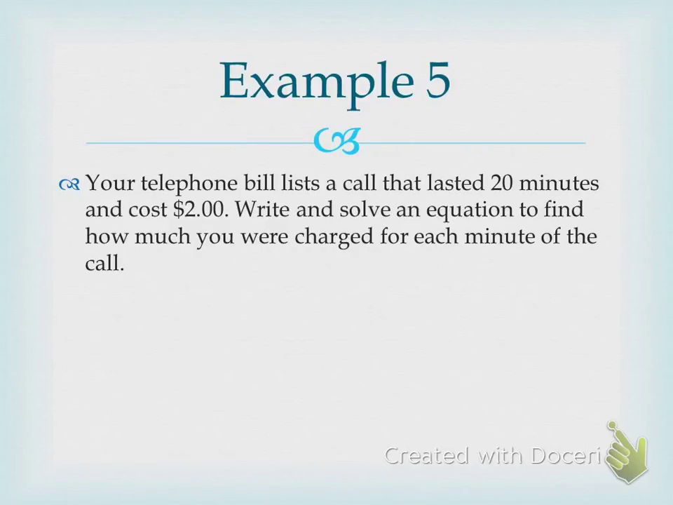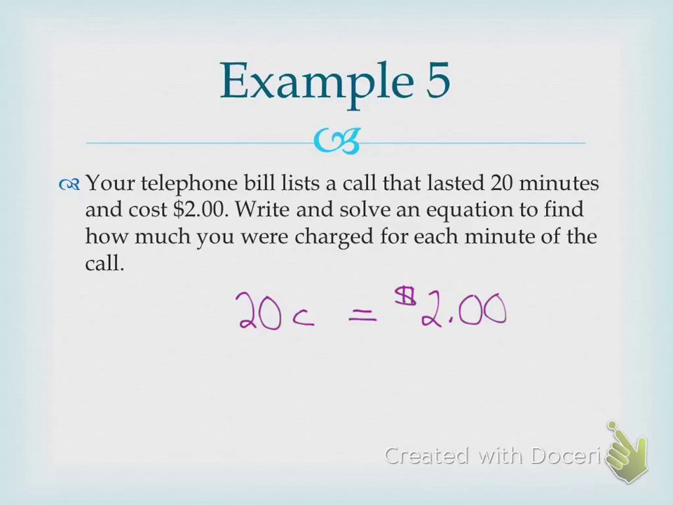Your telephone bill lists a call that lasted 20 minutes and cost $2. Write and solve an equation to find out how much you were charged for each minute of the call. So your total, guys, your total cost was how much? $2. Okay, cost you $2 for the call. And you know that you talked for 20 minutes, but you don't know how much it was per minute. So 20 minutes times how much per minute equals my total cost of $2. That's how I would set up my equation. Then I just solve it.